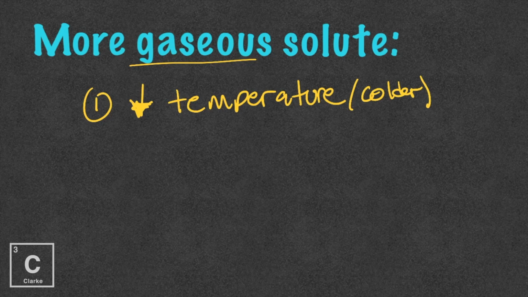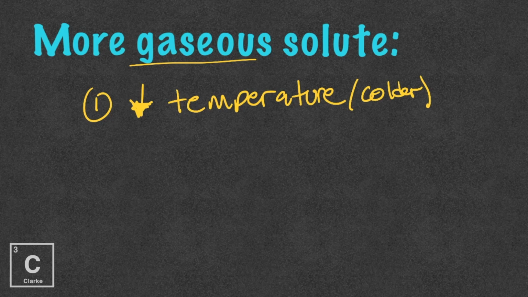Let's talk about why that is right quick. Let's jump back to the previous unit. We started talking about kinetic molecular theory. All particles are in constant random motion. And remember, the warmer the particles are, the more in motion they're going to be.